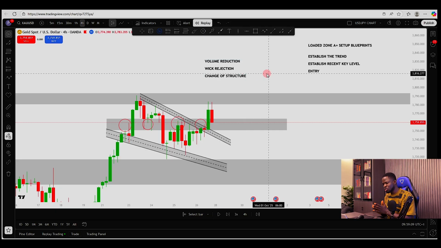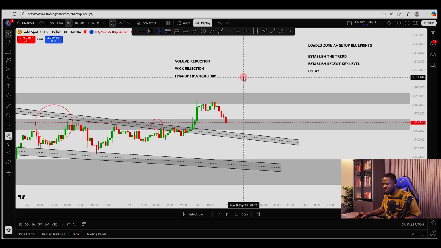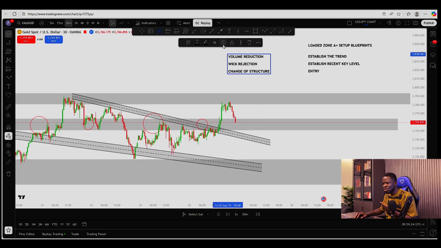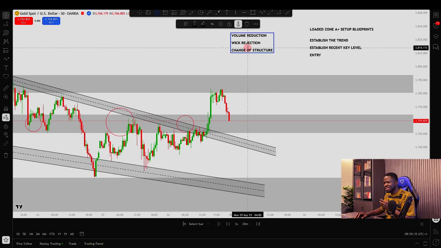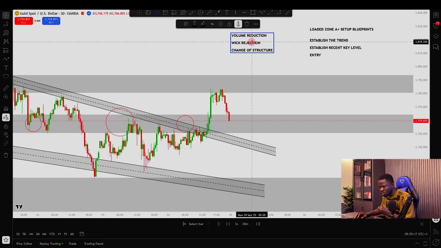What are the time frames we use? We use either 30-minute time frame or 1 hour time frame or 15-minute time frame to execute our day trading setup. So let's get down to 30-minute time frame to see what the price action will offer us on this setup. The first entry criteria is volume reduction.